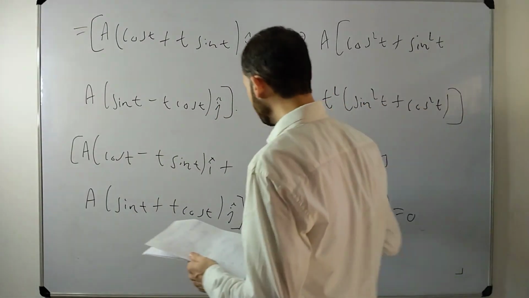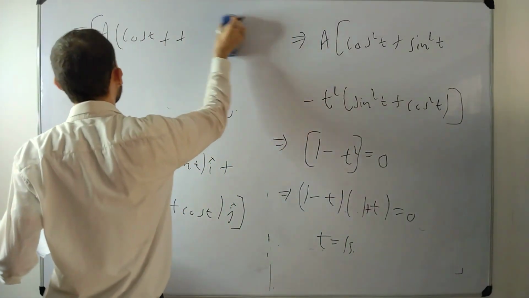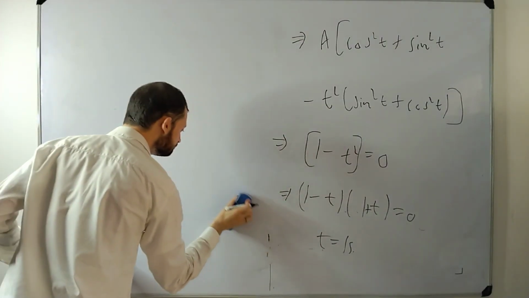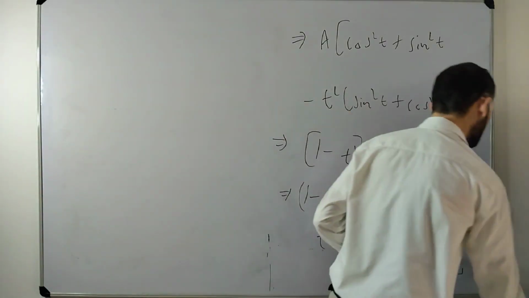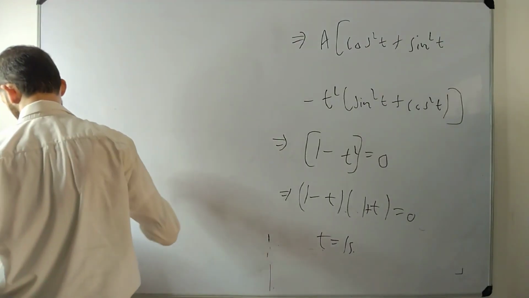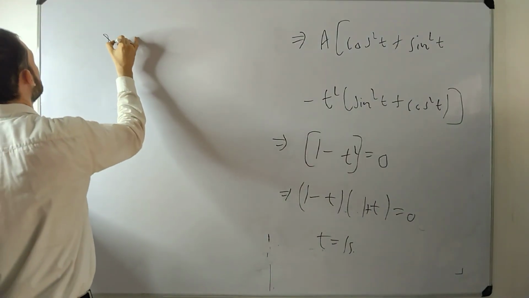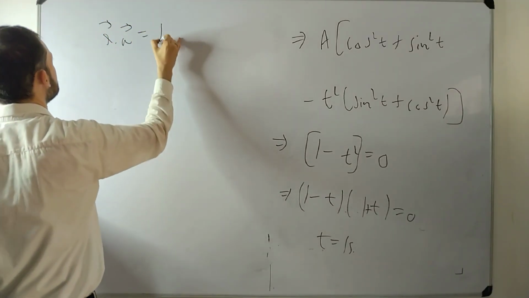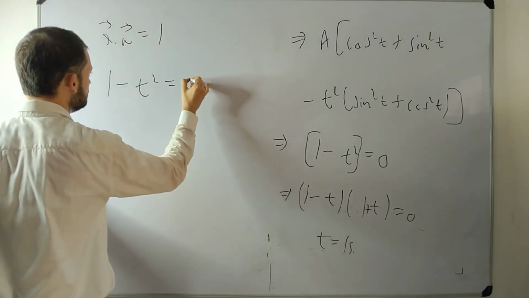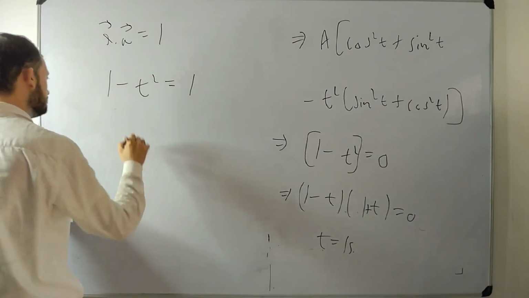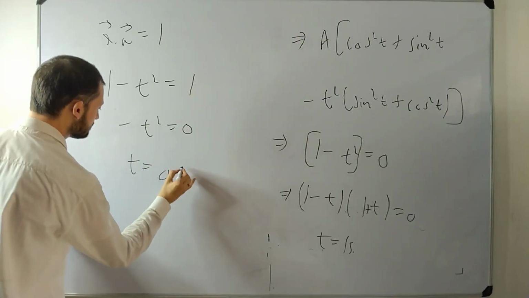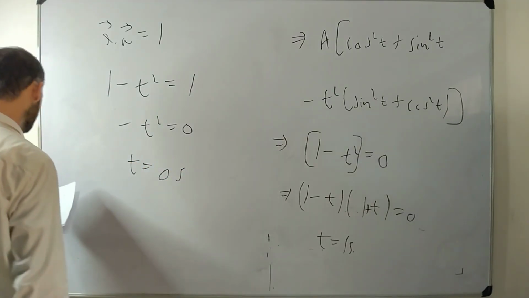For the parallel condition, let's see what the parallel condition says. The parallel condition says r dot a is equal to 1, then 1 minus t square should be equal to 1. Then minus t square should be equal to 0, and t has to be 0 seconds. Right, for the parallel condition.